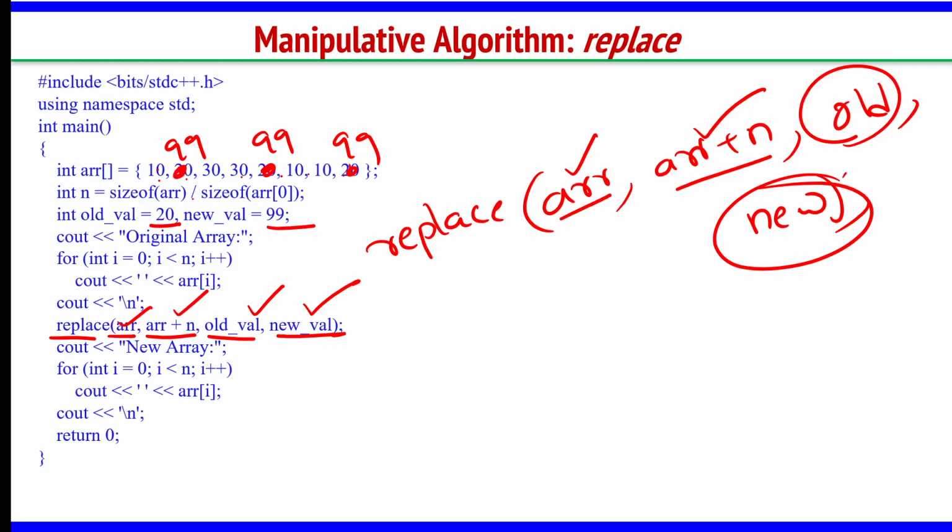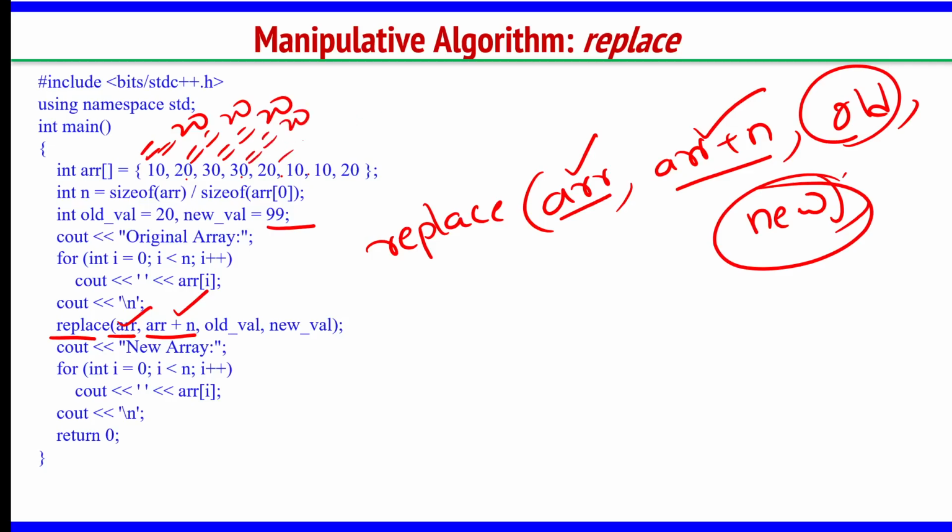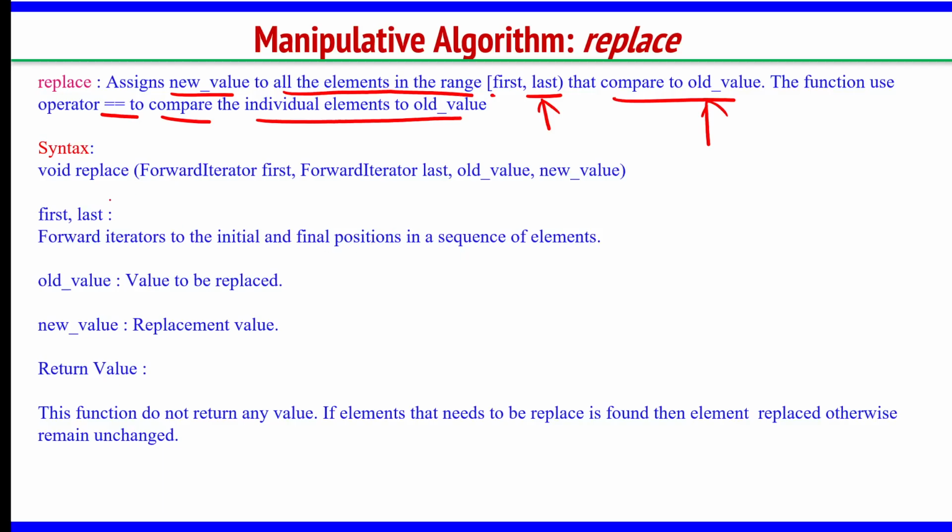It is internally checking double equal to, right. This old value, is this equal to 20? Is 20 equal to 20? Yes, replace. Is 30 equal to 20? No. Like this it is checking and replacing the values. Syntax is replace the first iterator, the last iterator, the old value and the new value, right. This function does not return anything, but it replaces the elements in the container. If the element is found, only then it will replace, otherwise it remains unchanged.